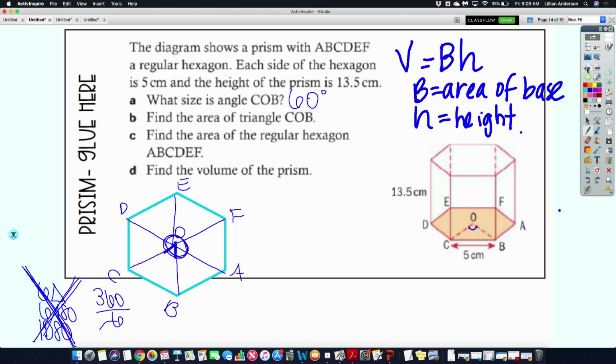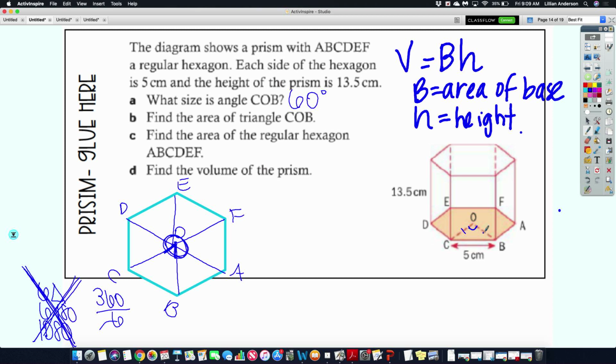Going back to surface area and going back to volume. So we found the measure of that angle. We know that this angle up here is 60 degrees. Now we have to find the area of the triangle COB. What kind of triangle is COB? Say again. It's isosceles. Okay.